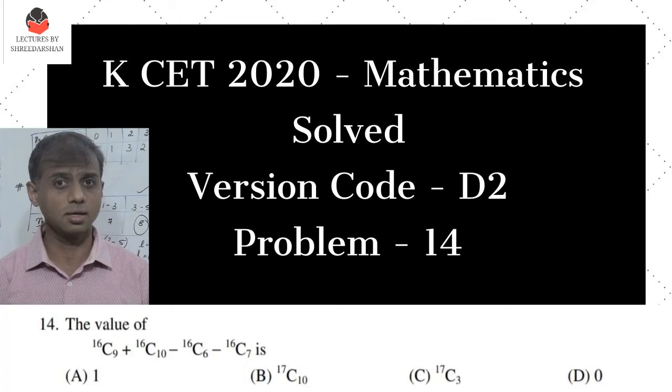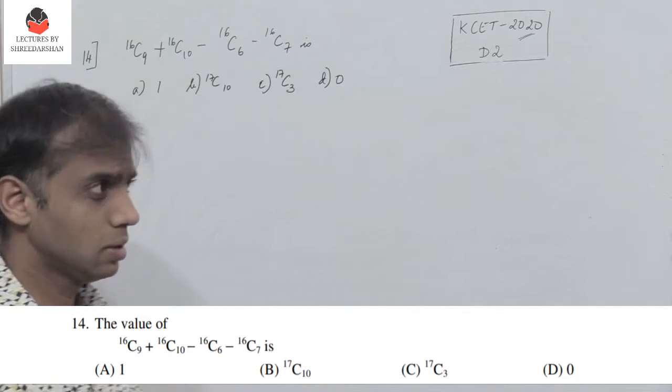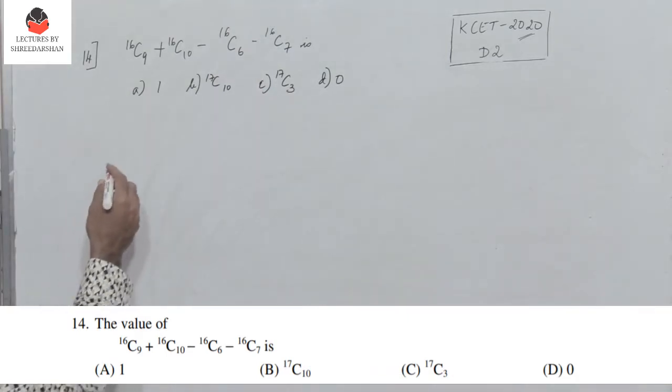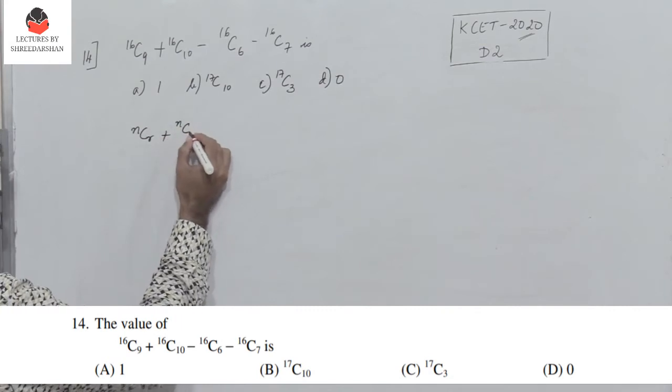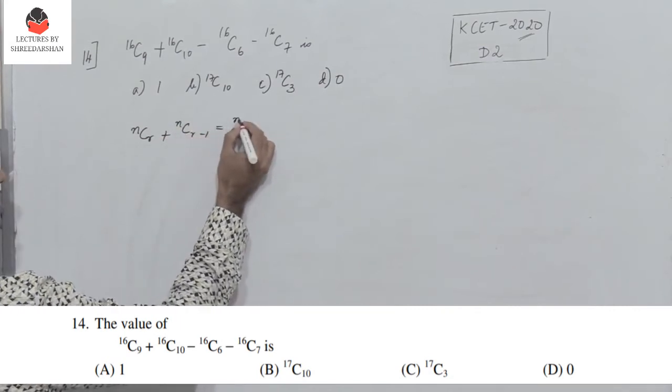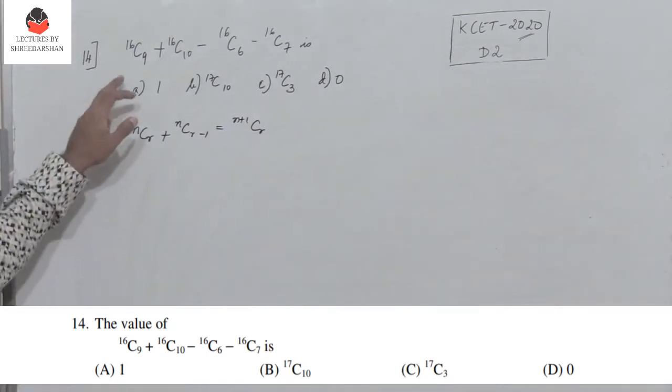So problem 14, this again is a fairly simple problem, but to solve this problem you need to remember this formula. So we know that nCr plus nCr-1 equals n+1Cr. So you need to know this expression to solve this problem.